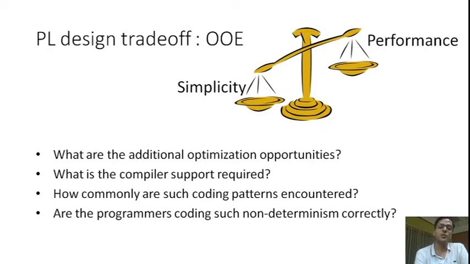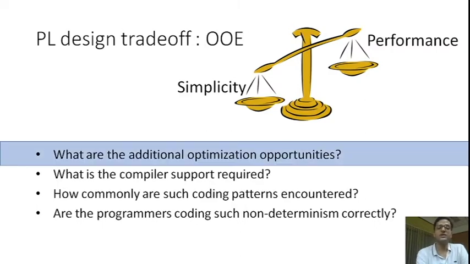What is the compiler support required to realize this additional optimization opportunity? How commonly are such coding patterns encountered where this optimization opportunity is present? And are the programmers coding such non-determinism correctly, or is it a source of programming errors? We begin with the first question on additional optimization opportunities.